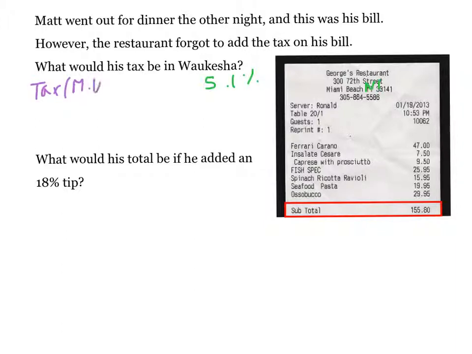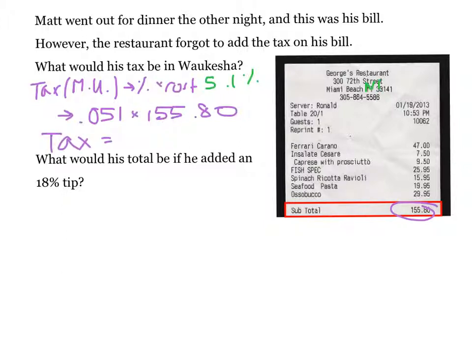So, to find our tax, or the markup, we take percent times cost. So, our percent is 0.051 in decimal form times our bill's cost of $155.80. When we solve, we get tax is $7.95. Our next question asks us to find what would his total be if he added an 18% tip.